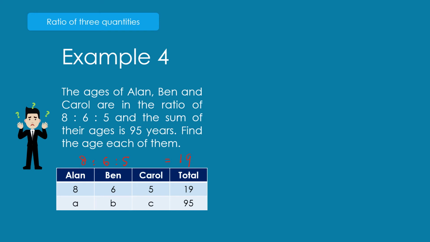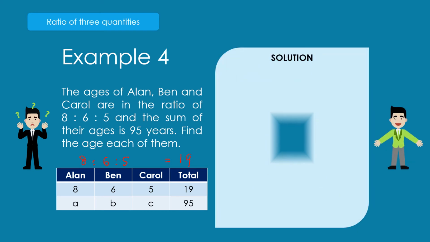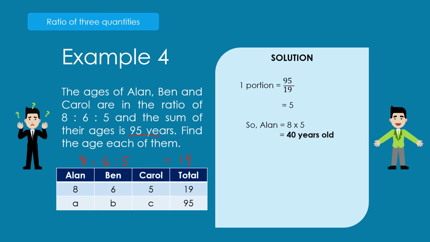First we find one portion is equivalent to how many years. The total now is 95 years, divided by the total of ratio, 19. So one portion is equal to 5 years. The age of Alan is 8 times 5, which is 40 years old. Meanwhile, the age of Ben is 30 years old, since 6 times 5. And the last one, Carol, 5 times 5, so the age of Carol is 25 years old.